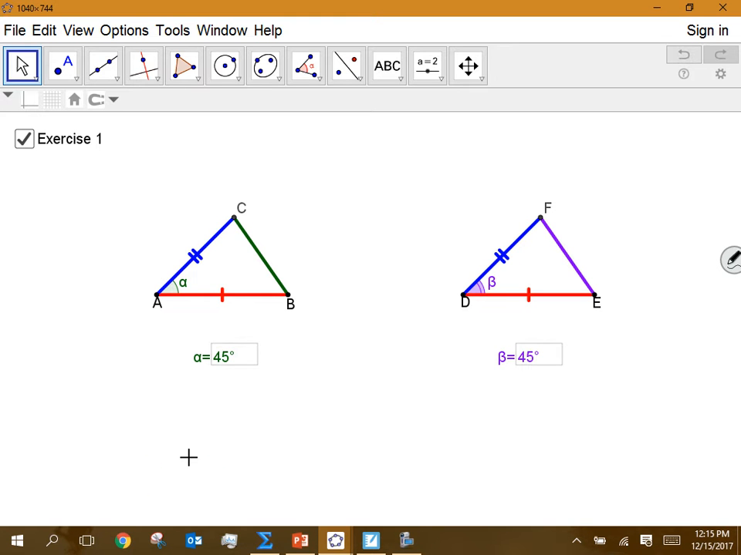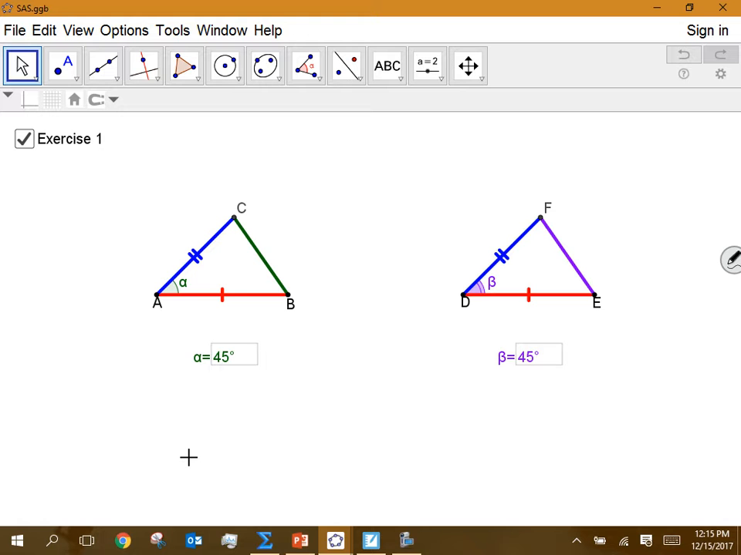So I've got this picture right here. All right, so side, angle, side. Would you agree that the blue sides are congruent? Would you agree that the red sides are congruent? Would you agree that the included angles, alpha and beta there, are congruent as well? And you see down there at the bottom, I've made them both 45, right? So those two triangles are congruent by side, angle, side, right?